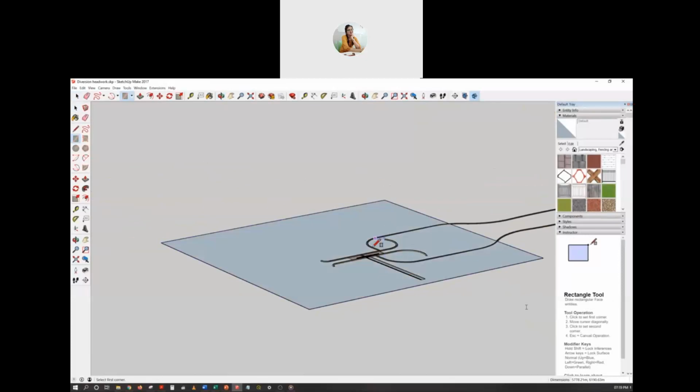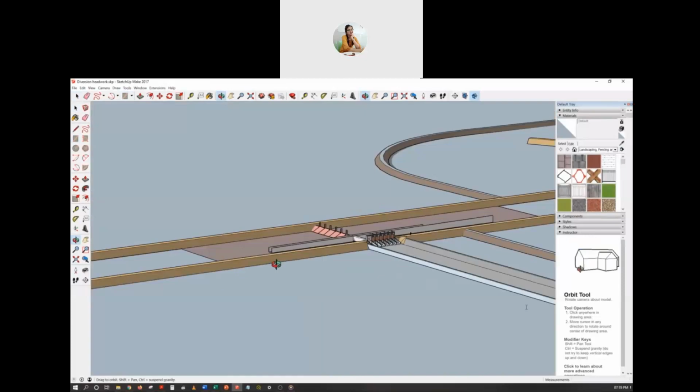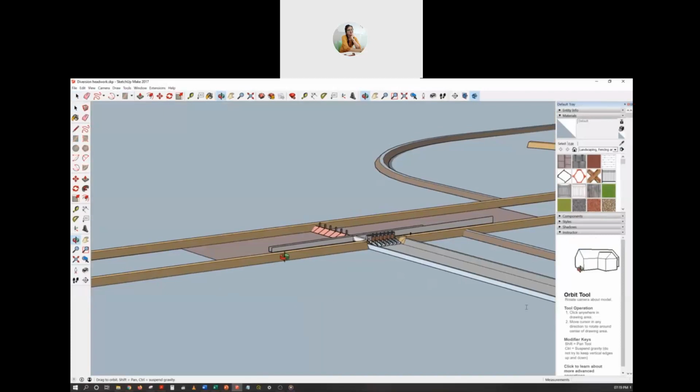So that's all for this one. If you have free time, you can install this SketchUp software and try your own drawings. Okay, thank you.